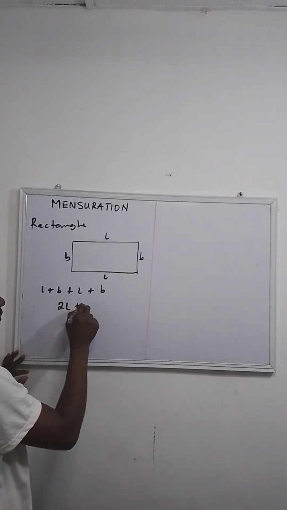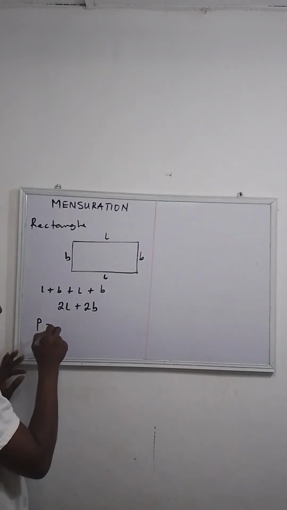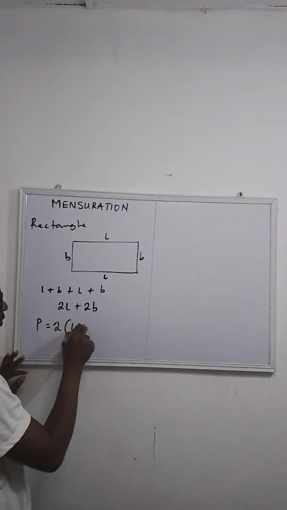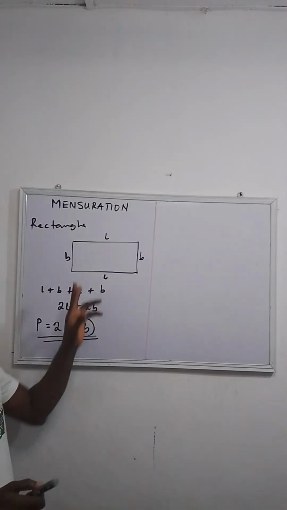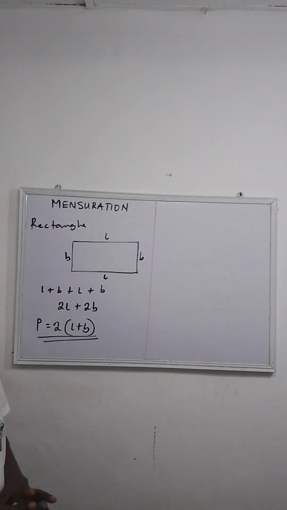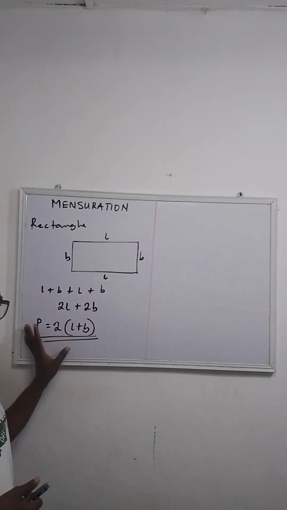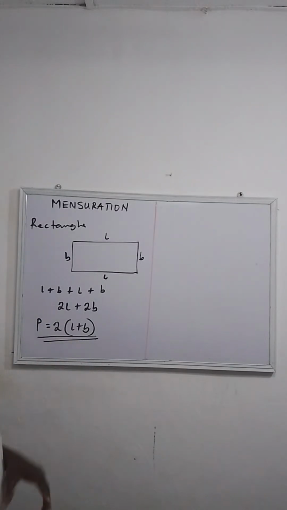For B, we have 2B. All right, so we say perimeter will now be, you can factor out 2, 2 open bracket, length plus breadth. So this is going to be the formula for calculating the perimeter of a rectangle. I want to believe you know how we derive this. So now write this one in your jotter, perimeter of a rectangle. You are going to be making use of this formula very soon.